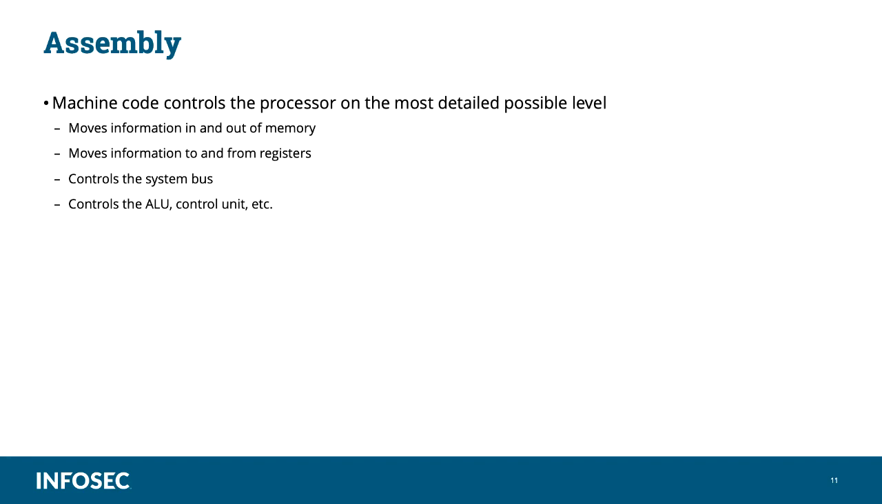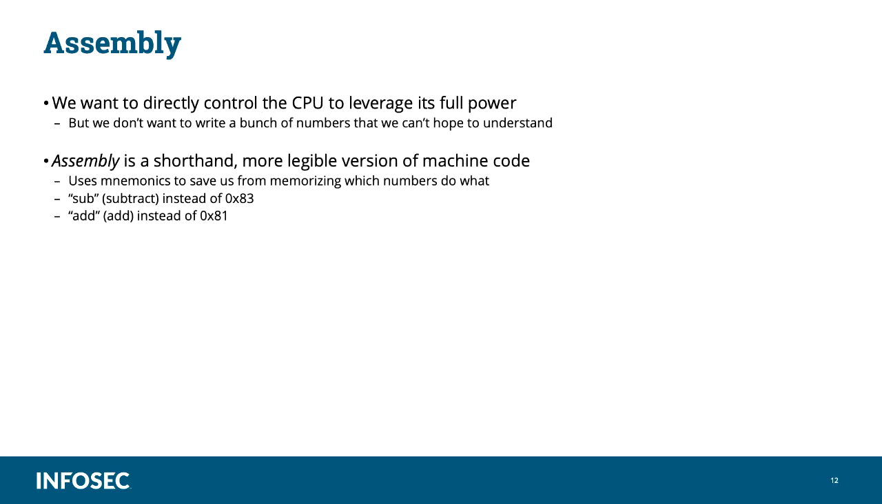Machine code controls the processor on the most detailed level possible. It is moving information in and out of memory, it's moving it to and from registers, it's controlling the system bus, it's controlling the arithmetic logic unit, it's directly tasking the control unit. So we want to directly control the CPU to leverage its full power. It's one of the main goals of writing x86, is I am directly talking to the CPU.